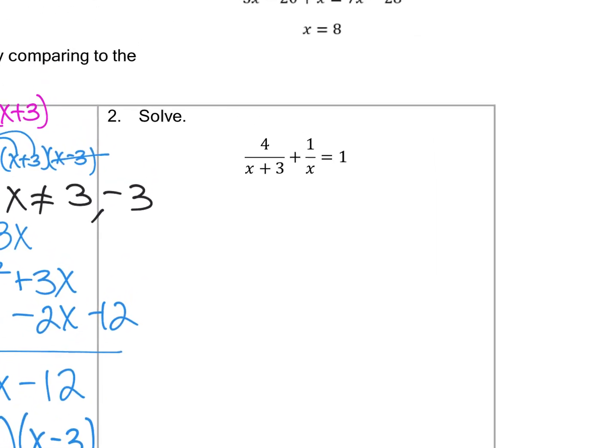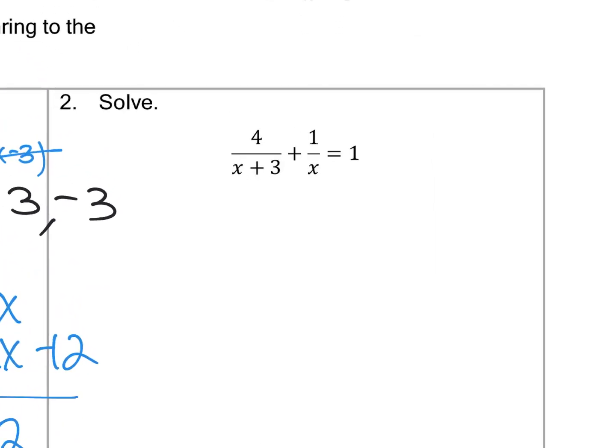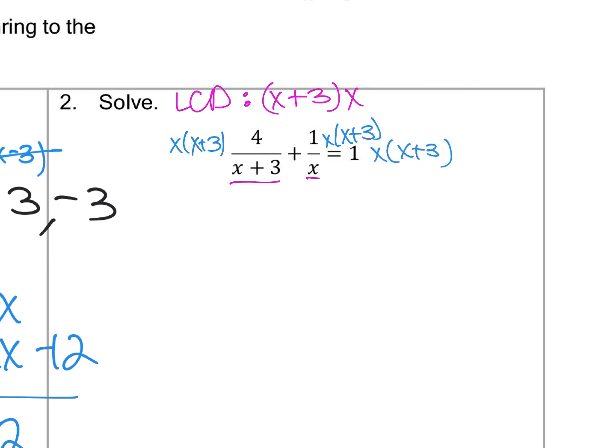Okay, last one. So first step, notice we don't have one fraction on one side and one on the other, so we're going to have to find the LCD. I cannot factor x plus 3, so I'm going to go ahead and write it in my LCD. I cannot factor x. We do not already have just an x by itself, so I also have to include it. We don't have a denominator in the other term, so I'm going to go through and multiply every single term by the LCD. So denominators should cancel out. That's the whole purpose of doing this.